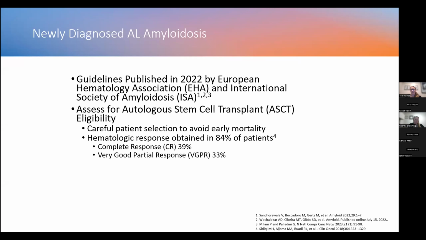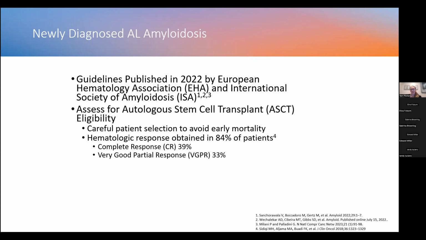As AL amyloidosis is a rare disease, we previously did not have published treatment guidelines until 2022. And then the European Hematology Association, in conjunction with the International Society of Amyloidosis, published a set of guidelines. As part of these guidelines, the first question was whether or not an individual was eligible for autologous stem cell transplant. Eligibility is key, as careful patient selection will avoid early mortality, or what we would call increased risk.